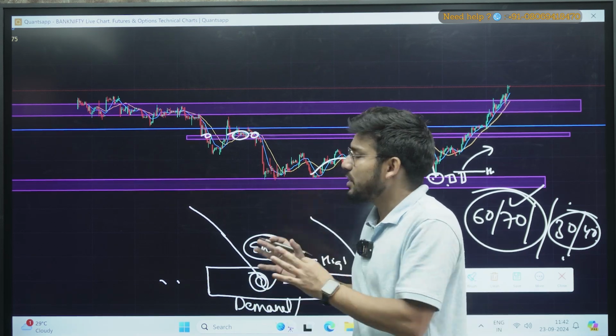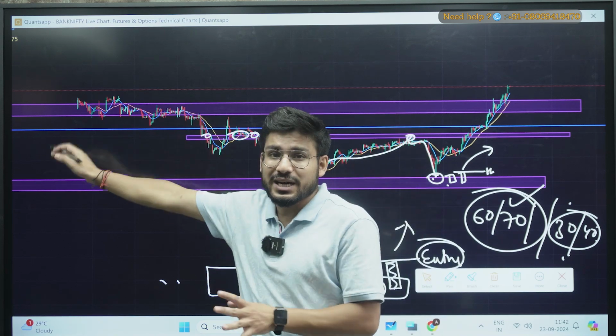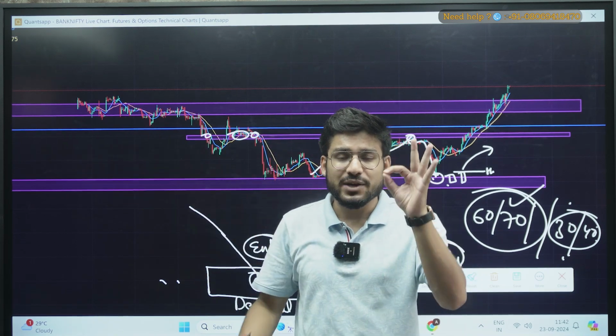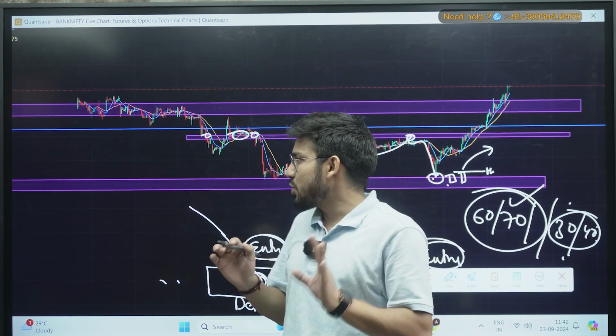Now, instead of lines, you have to draw the support and resistance zones on the higher time frame. You can use, say, 1 day or 1 hour if you're trading on 5 minutes or 15 minutes, right? So that is one of the things.